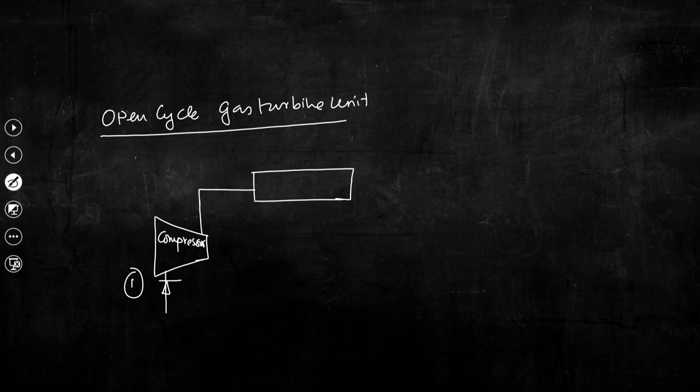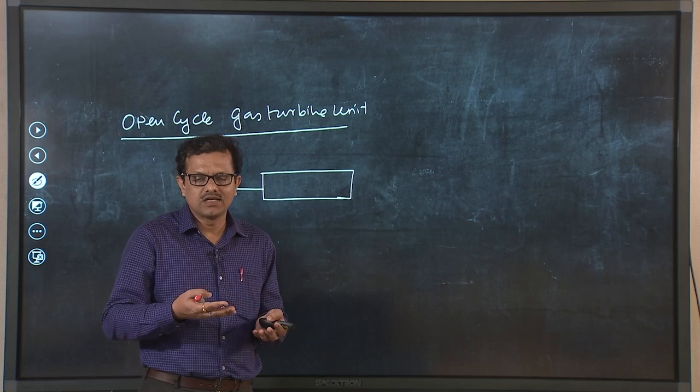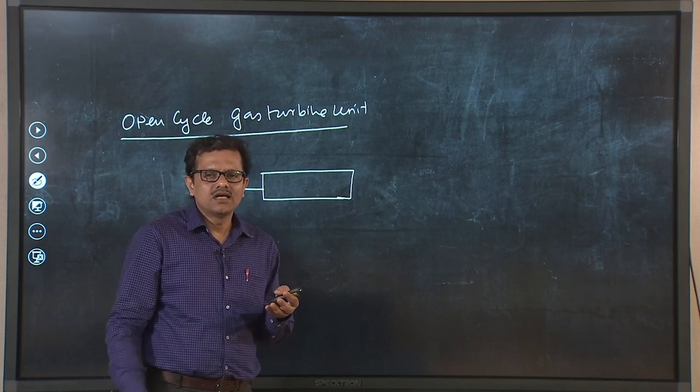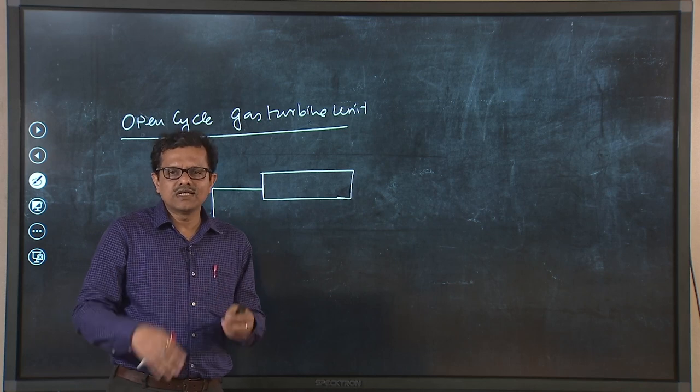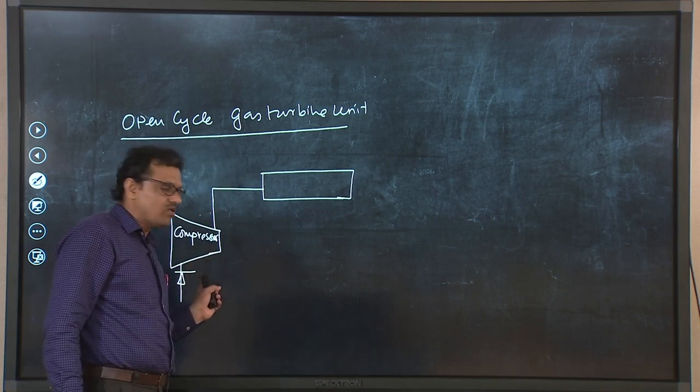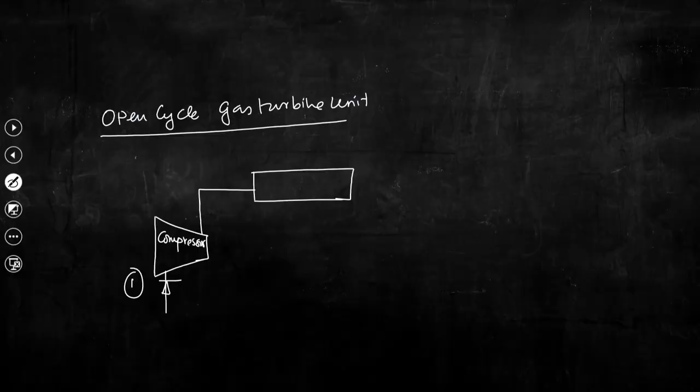So, this is the compressor, air is drawn into the compressor, and when air is passing through the compressor, the compressor is used to increase the pressure. So, essentially air will be compressed and pressure will be increased, temperature also will increase, but the most important part is to increase the pressure of the working fluid. So, air is taken from the ambience.